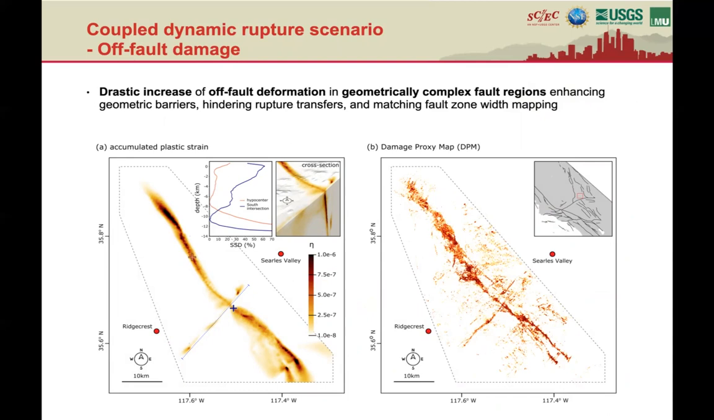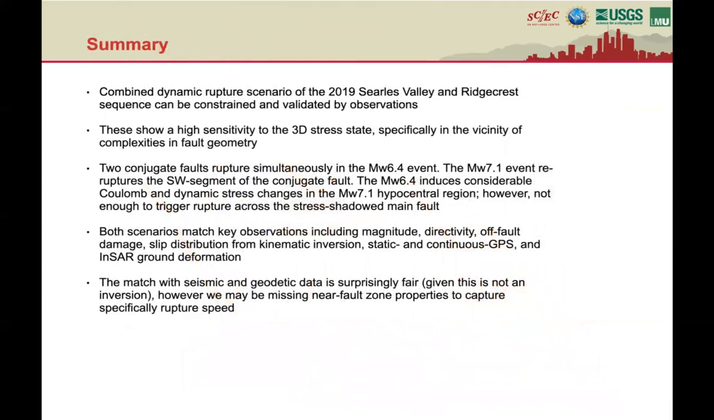In summary, we performed the combined dynamic rupture scenario of the Ridgecrest sequence, which can be constrained and validated by the observations. We show high sensitivity to the 3D stress state, specifically in the vicinity of geometric complexity. We see 2 conjugate fault ruptures simultaneously in the 6.4, and the 7.1 re-ruptures the conjugate fault. The 6.4 induced Coulomb stress and dynamic shear stress in the 7.1 hypocentral region. However, not enough to dynamically trigger it, but both scenarios match key observations.